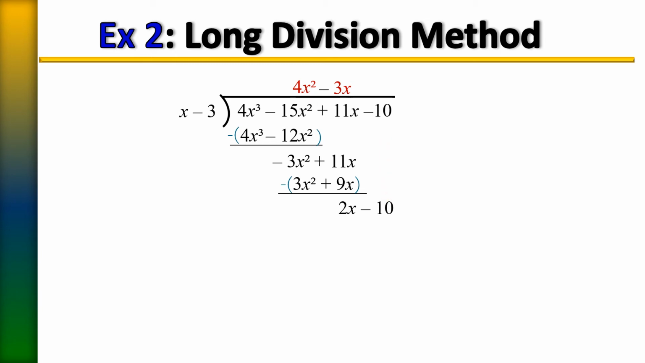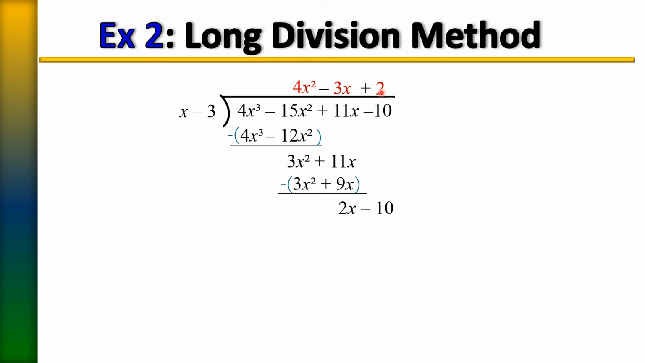Again, we look at the number farthest to your left. This is 2x. We look at the number on the outside farthest to your left. That is x. And you're going to ask yourself, what do you need to multiply x with in order to get 2x? That is correct. It is positive 2. Let's multiply.